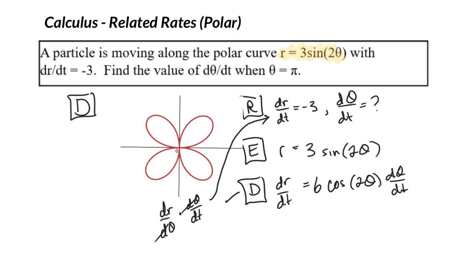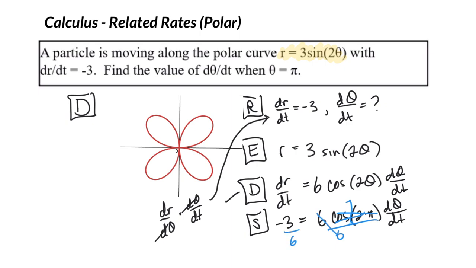My last step is to simply substitute everything in that I've been given. We're told the angle is pi, so 2 times pi. The cosine of 2 pi is just 1. So I have 6 d theta/dt equals -3. I'm going to divide both sides by 6, and you can see it's -1/2. So d theta/dt is -1/2.